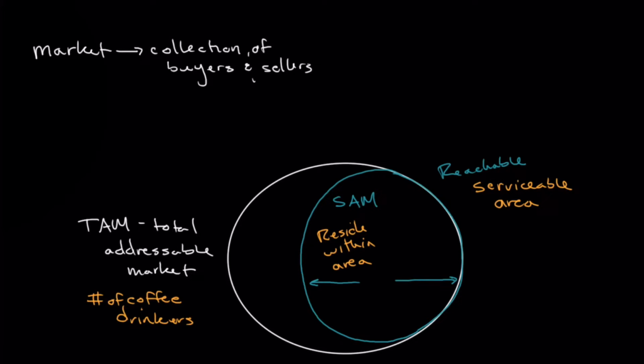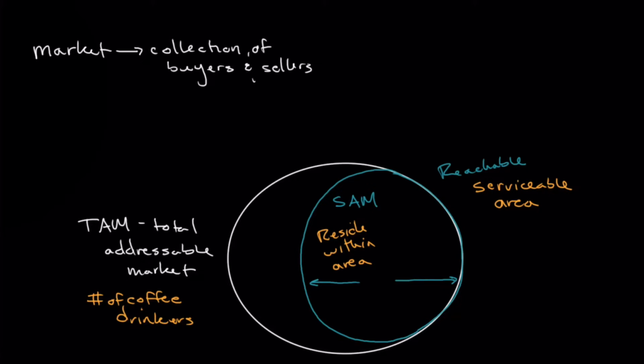So we want to know what's our serviceable addressable market? How many people can we actually serve for a physical business like a coffee shop or a retailer? This is usually to do with proximity, right? The number of people within a given area. And notice that will be a smaller subset of our total addressable market.